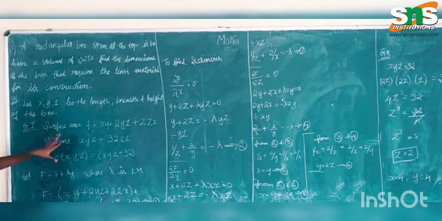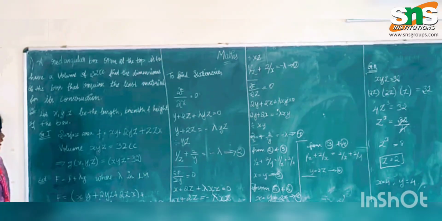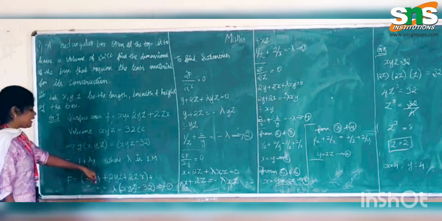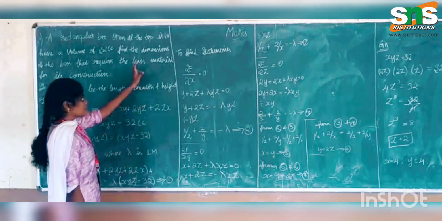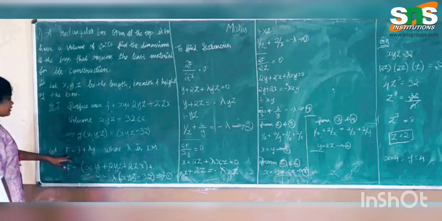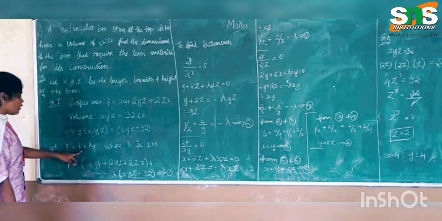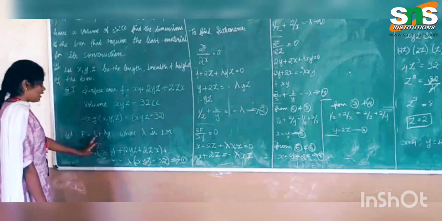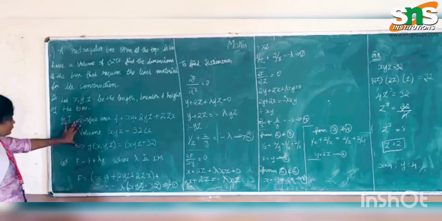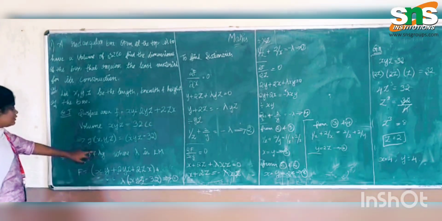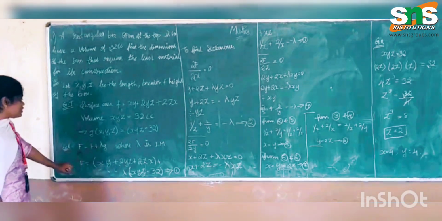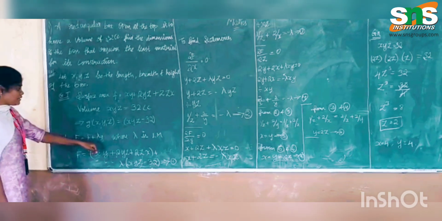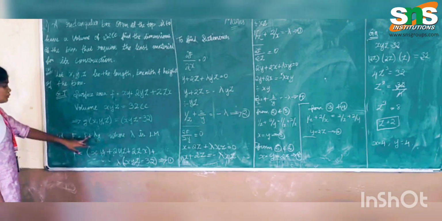So we need a function to start. We are going to add the two given equations with the help of lambda. Lambda is known as the least material multiplier. So we add the functions: capital F is equal to small f plus lambda into g. We have the values for both f and g.